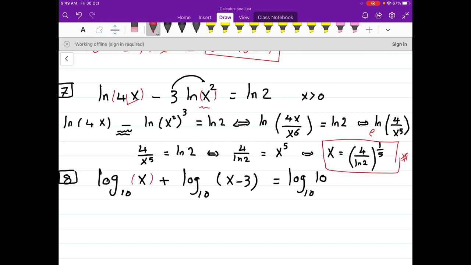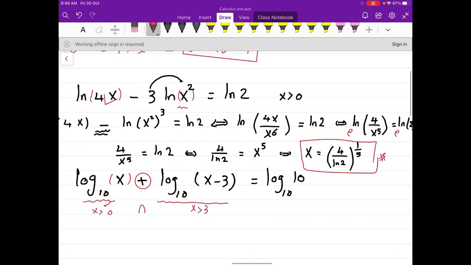Solve the equation. Now you have this function and this function, related by addition. What is the domain for this function? The domain for this one is x positive. And the domain for this function is x greater than 3. So the intersection between them is x greater than 3. So we have a condition for x: x must be in the intersection of domain 1 and domain 2.